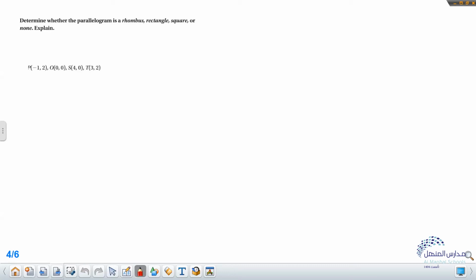How to check this? You studied before the condition of perpendicularity of two lines: slope 1 times slope 2 equals negative 1. If the product of their slopes equals negative 1, then they are perpendicular. So I want to select any two adjacent sides, for example PO and OS. So I want to find the slope of PO and the slope of OS. The rule of the slope is y2 minus y1 over x2 minus x1.